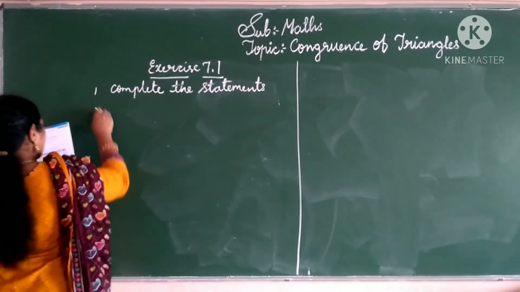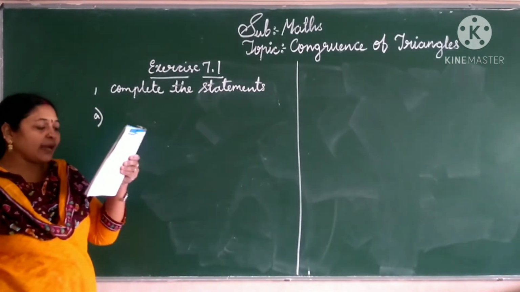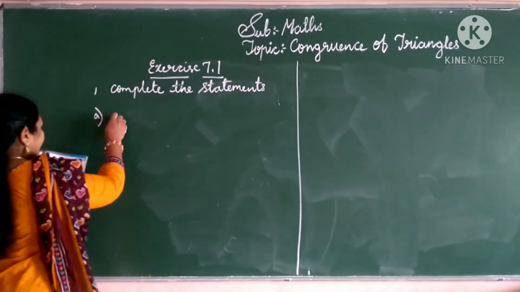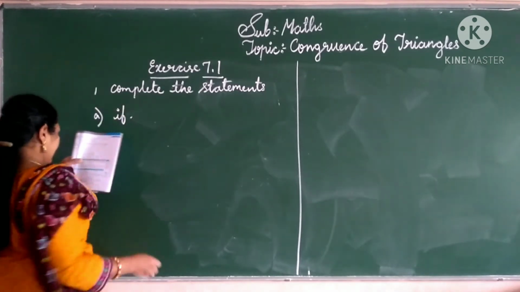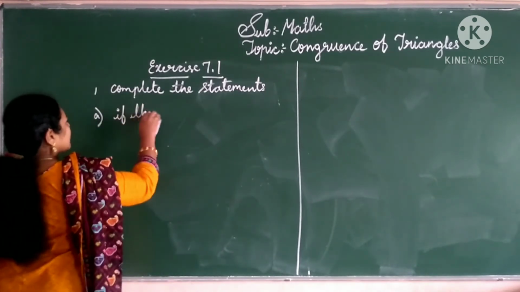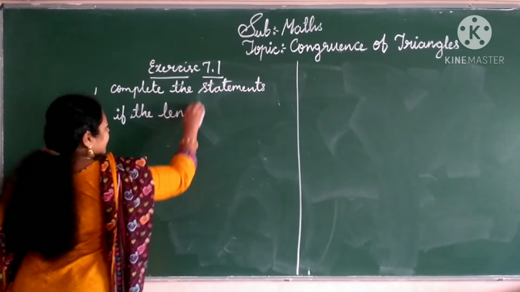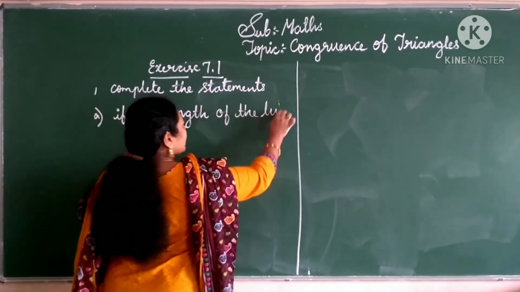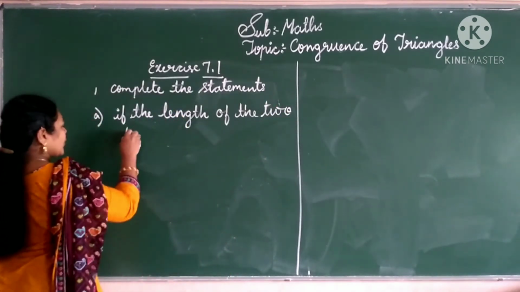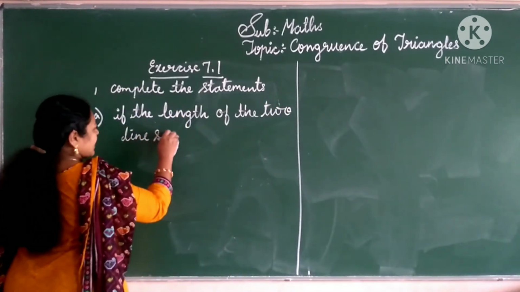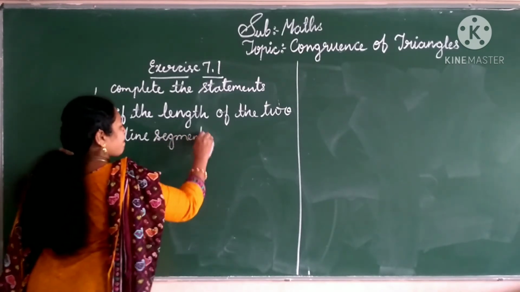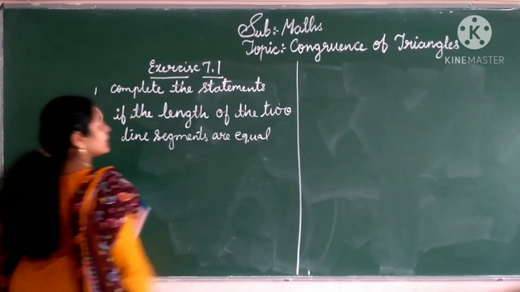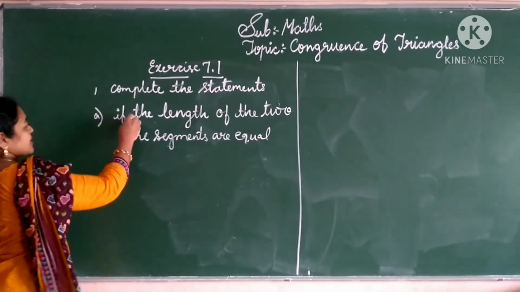What is the first statement? It tells us two line segments are congruent if the length of the line segments are equal. If the two line segments are equal, then they are congruent. So this is the underlined part.